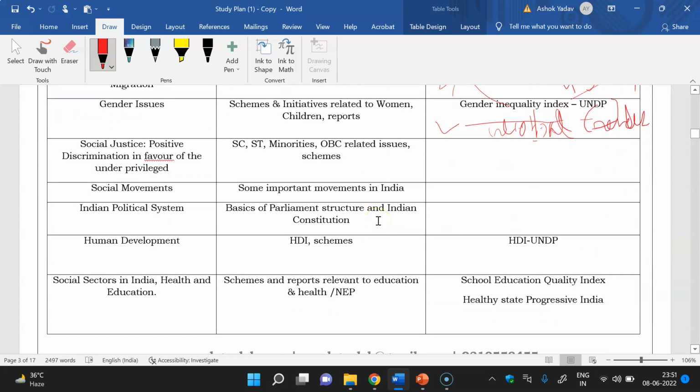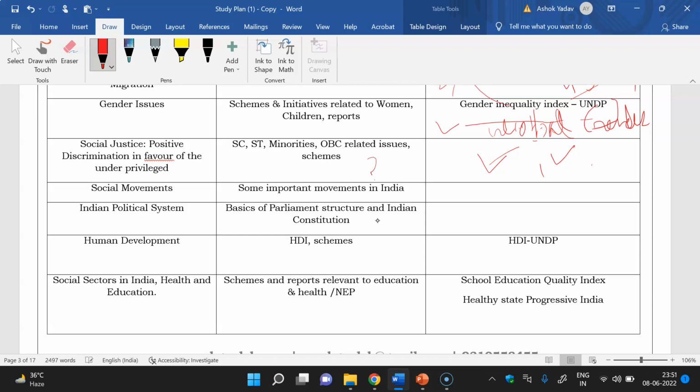Social justice is also important. Only last year they did not ask, but previously they have asked schemes from this chapter. Any news or initiative relevant to SC, ST, minorities and OBC, and any current new scheme. Past schemes have also been asked previously. So schemes are important in this topic.